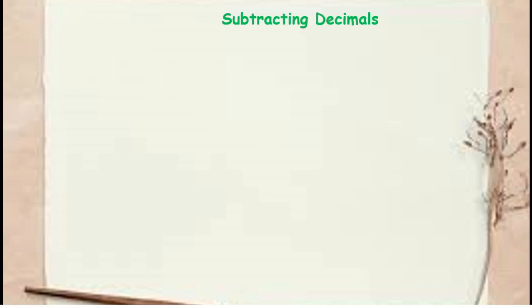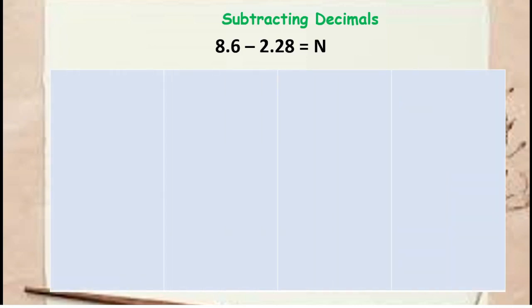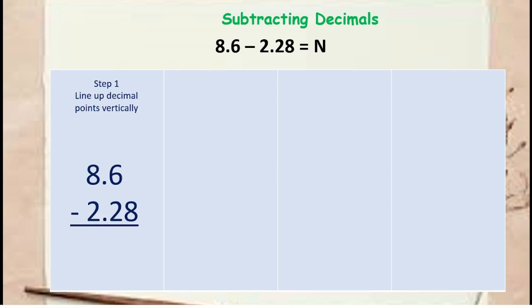In subtracting decimals, 8 and 6 tenths minus 2 and 28 hundredths. So we follow also the same steps as in adding decimals. First step, we line up decimal points vertically. So we have 8 and 6 tenths minus 2 and 28 hundredths.